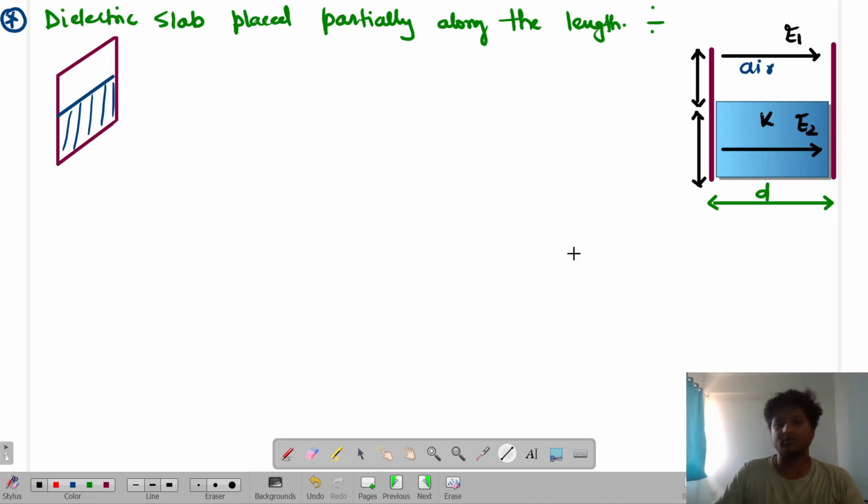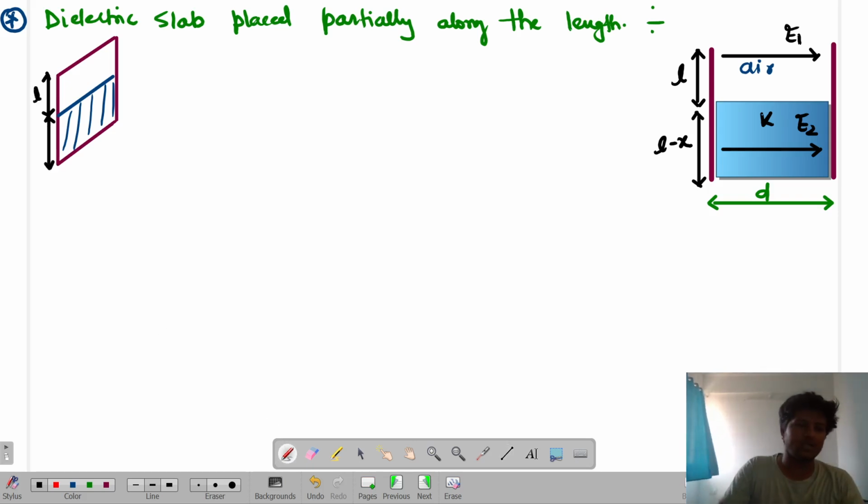Let's suppose the total length was L. So this length will be L minus X and this will be X. Look over there, this is how I am dividing. Got it or not? But the breadth of the slab remains the same, which is still B. Got it?